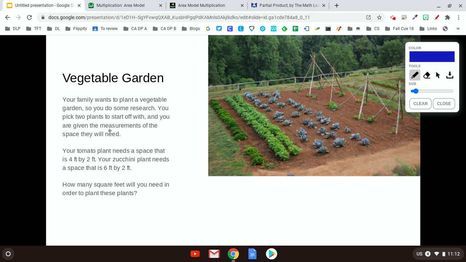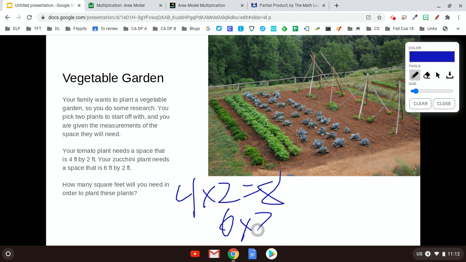So this one right here, it's a simple problem. We need a 4 by 2 and a 6 by 2. And so it should be easy enough to say that 4 times 2 is 8, and 6 times 2 is 12. And if we add those together, we get 20.